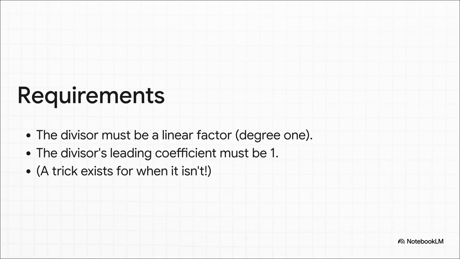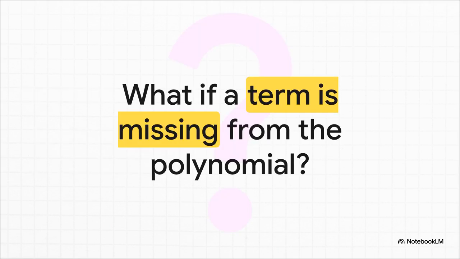But don't worry, there's a really neat little workaround for when it's not, and we're going to get to that in just a second. But first, let's tackle a question that trips up a lot of people. What do you do when your polynomial skips a beat? Like it goes straight from an x cubed term down to an x term, with no x squared in sight.